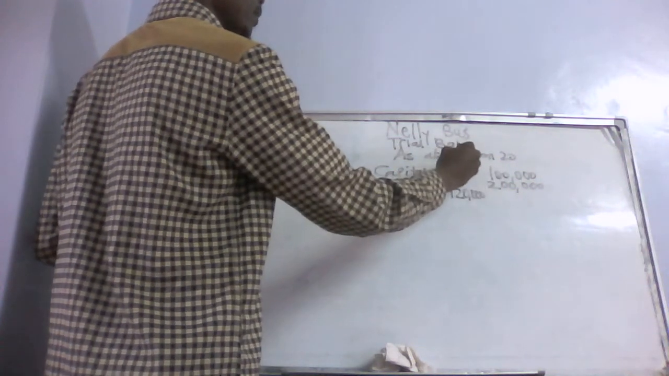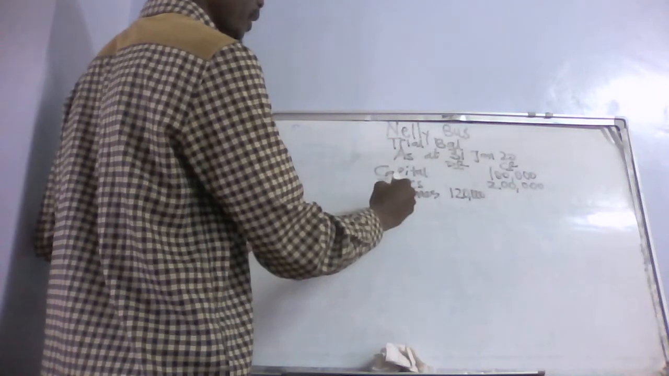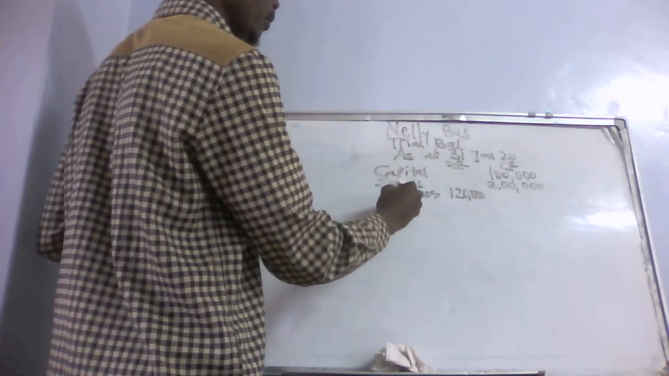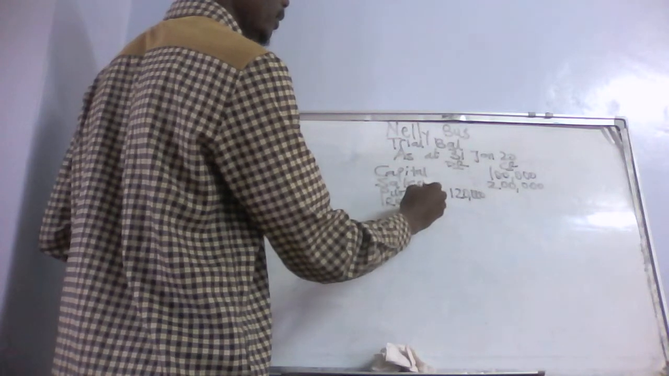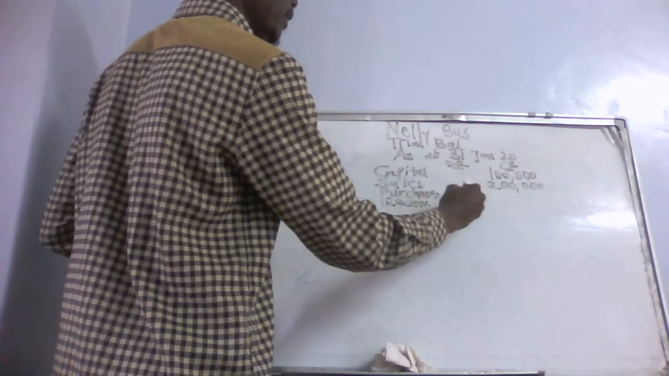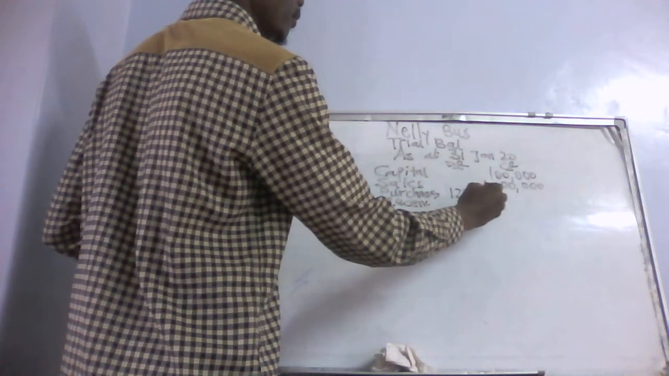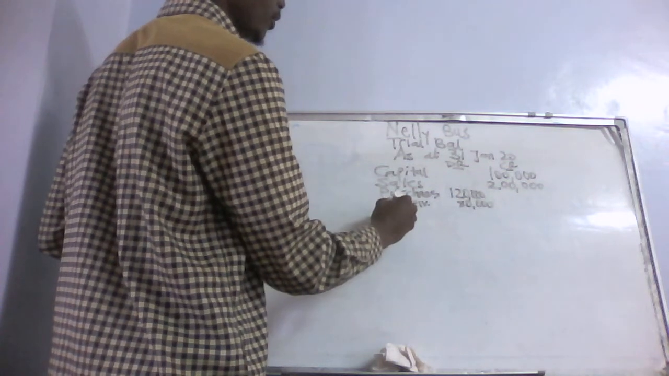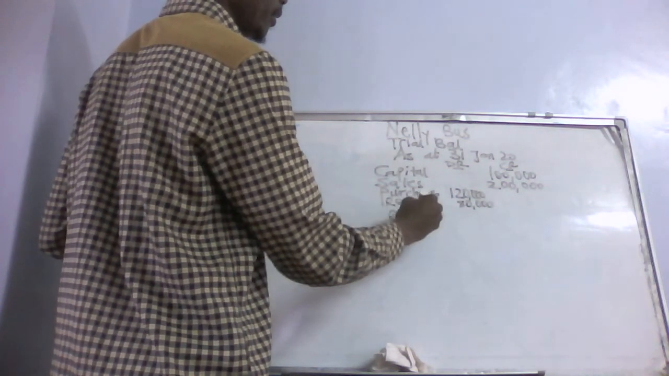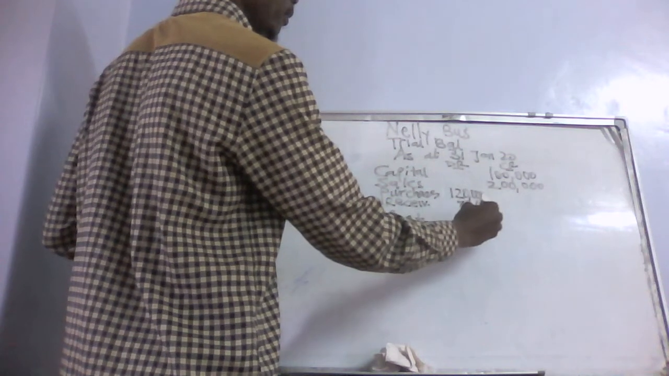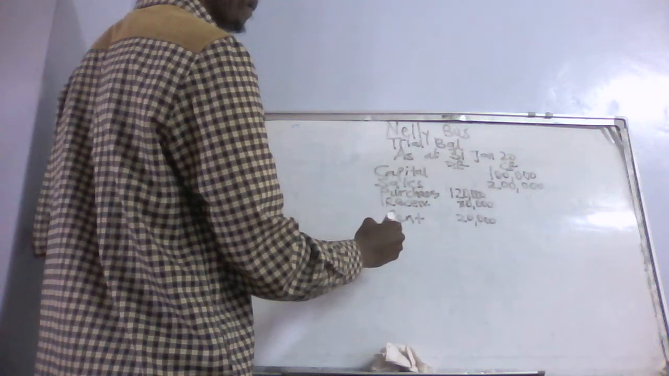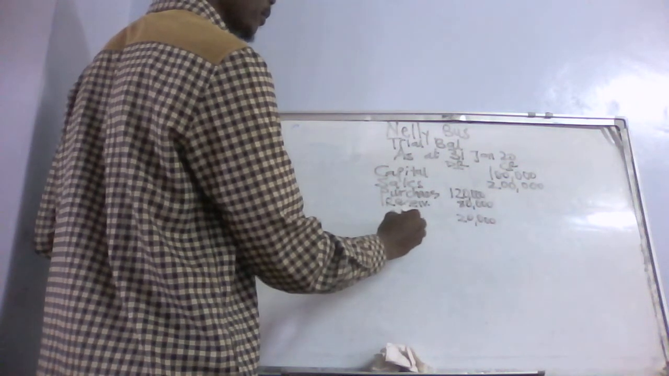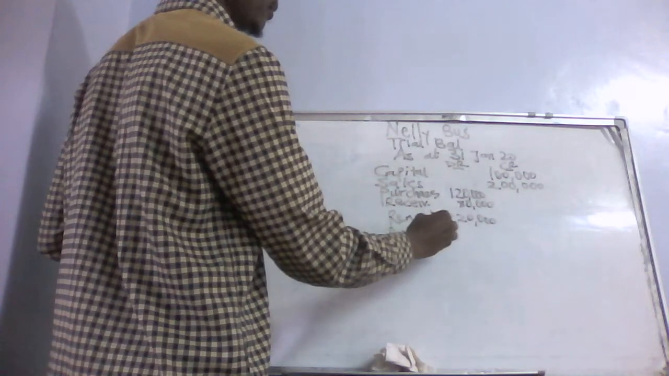This is debit, this is credit. Then I have, let me say, receivables, 80,000. And I have rent, let me say rent here, 20,000. And I have, let me say, payables, 10,000.